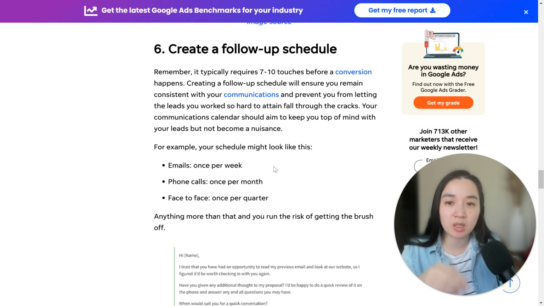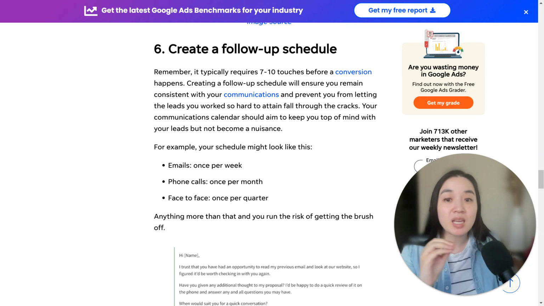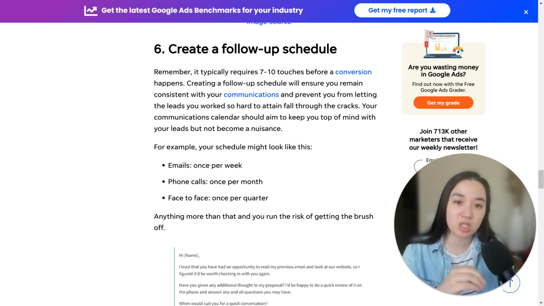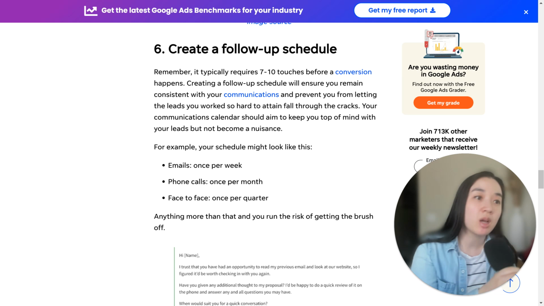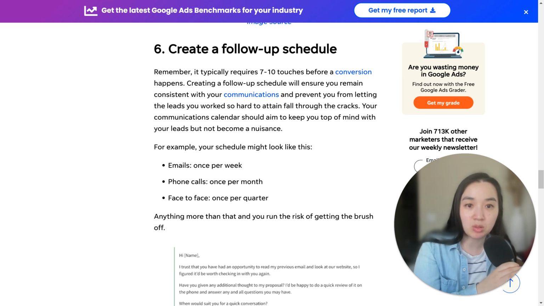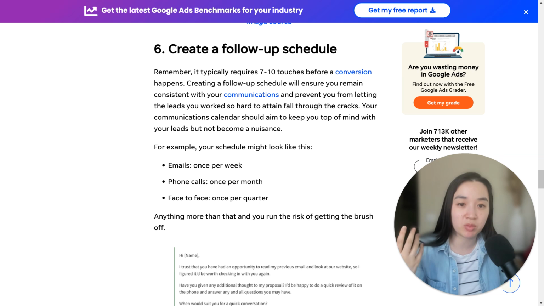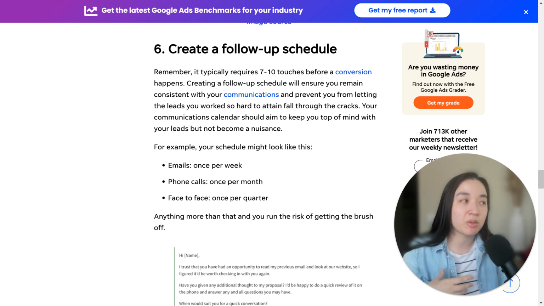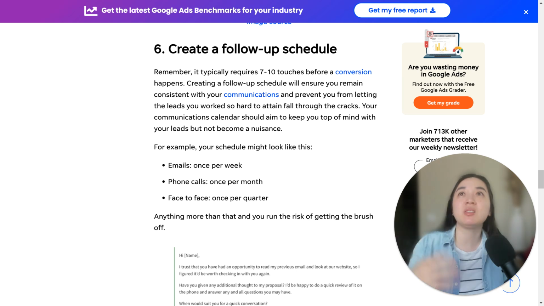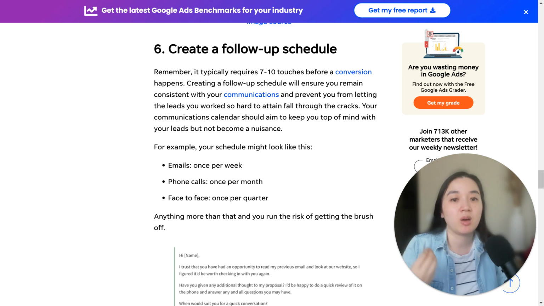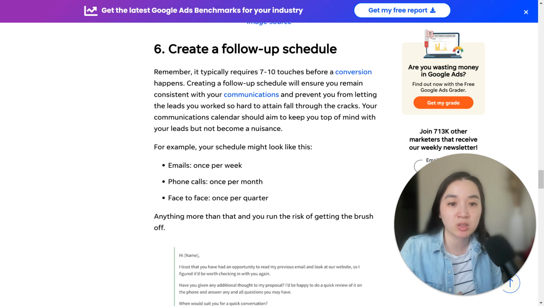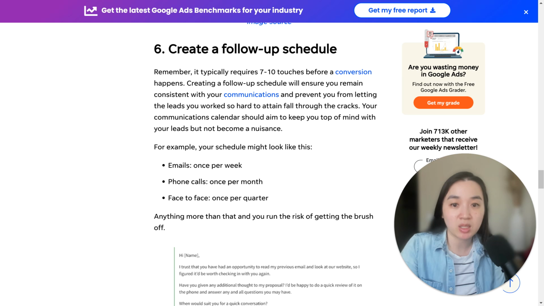But anyway, let's take you through the sixth item here: create a follow-up schedule. It takes up to 7 to 10 touches before a conversion actually happens, conversion meaning an actual sale. Creating a follow-up schedule will ensure that you remain consistent with your communications and prevent you from getting stale or becoming too cold. You also paid so much money for these leads to come in. We need to make sure that we're preventing ourselves from being forgotten, and we don't want leads to be falling through the cracks.